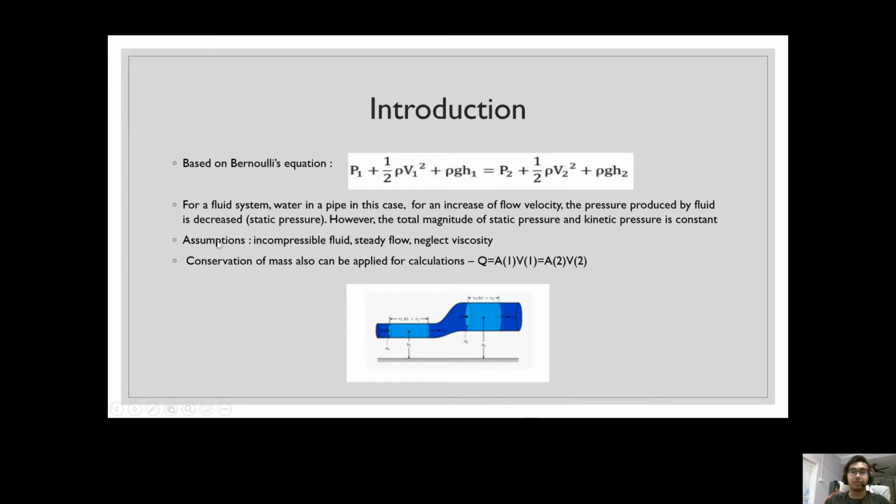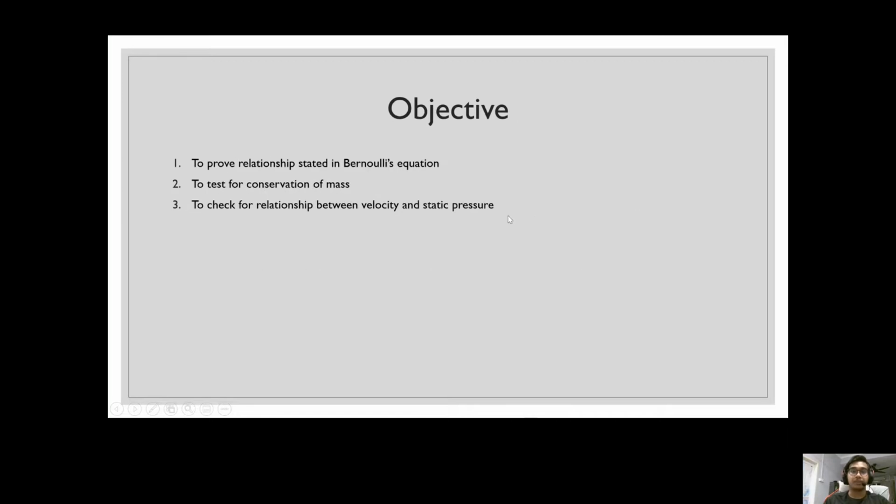It's important to note that the assumptions are incompressible fluid, steady flow, and neglecting viscosity. Conservation of mass can also be applied for calculation, which is flow rate equals area 1 times velocity 1 equals A2 V2.